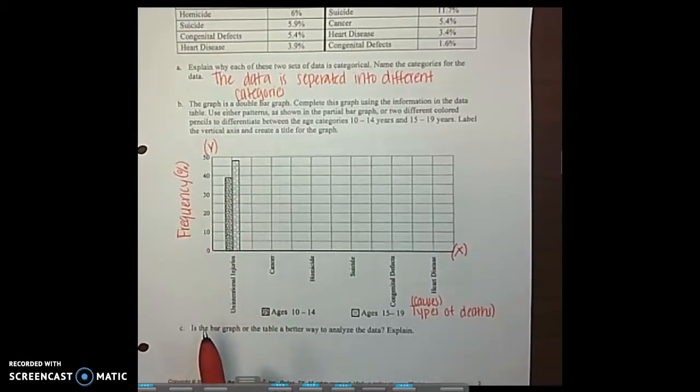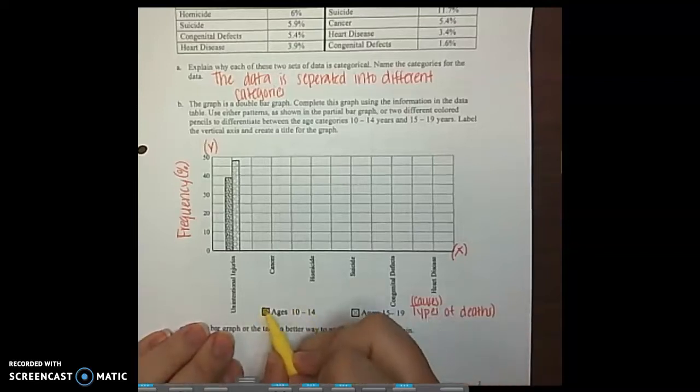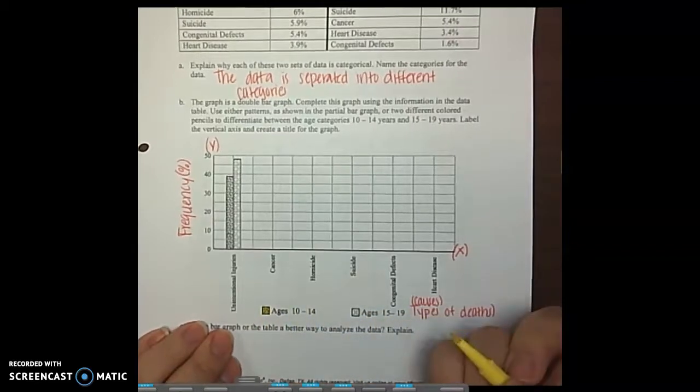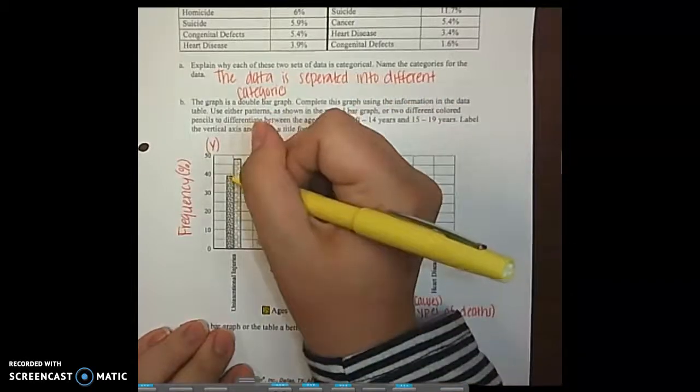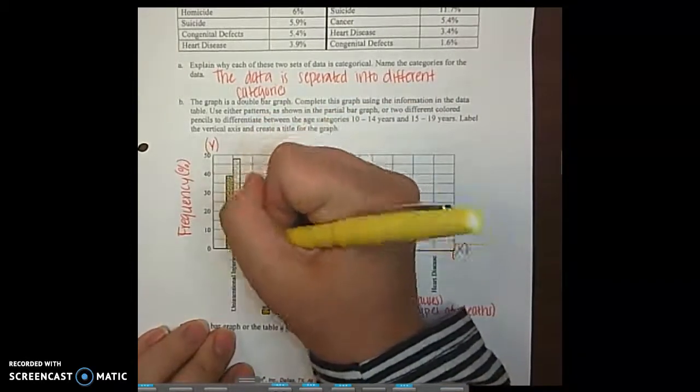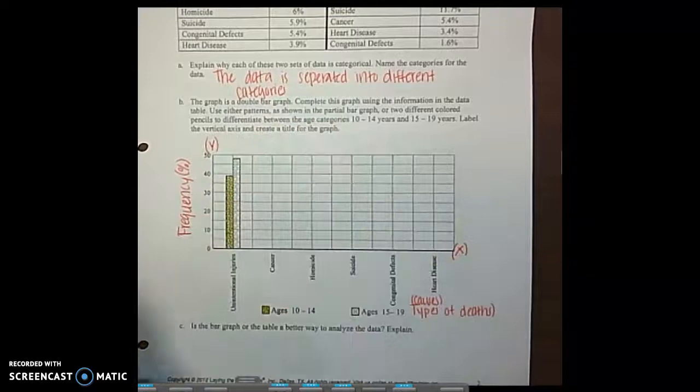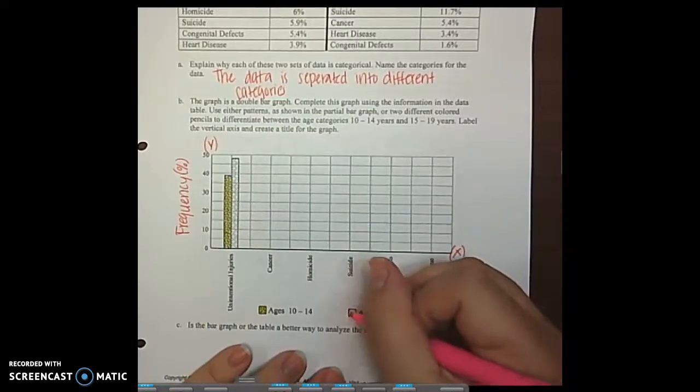So I'm actually going to use 2 different colors. I'm going to use yellow and pink for our different age groups. So I'm going to color in the 10 to 14, which is going to be yellow. So our yellow is 10 to 14, and then our 15 to 19 is going to be pink.